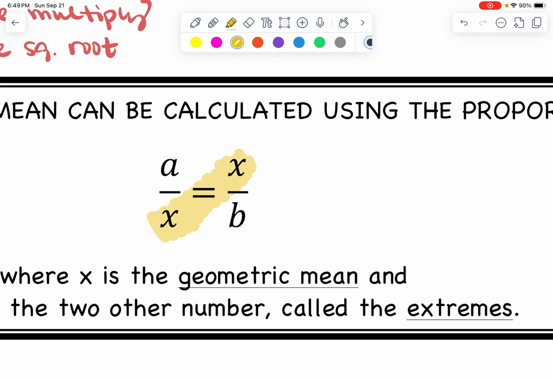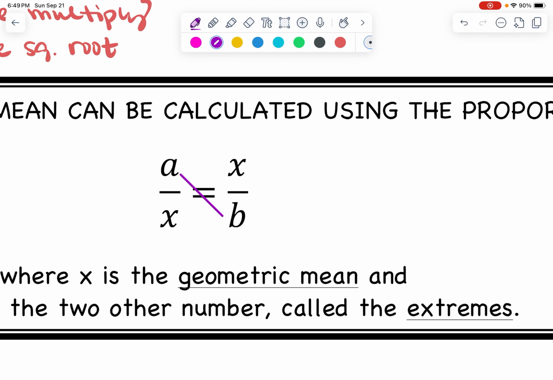Right? So if I'm calculating the geometric mean, then I'm going to put an X at the bottom and the top right because I am looking for the geometric mean. Then the top left and bottom right are called the extremes. Those are the 2 numbers that we know because they're the lowest extreme and the highest extreme. Right? And so all geometric mean problems can be solved as a proportion.